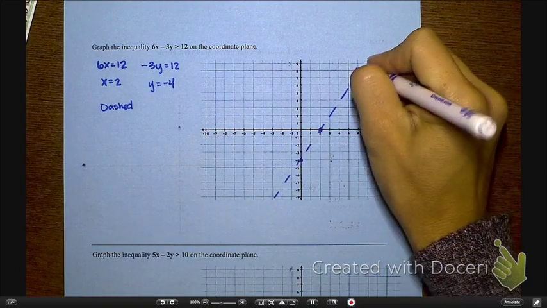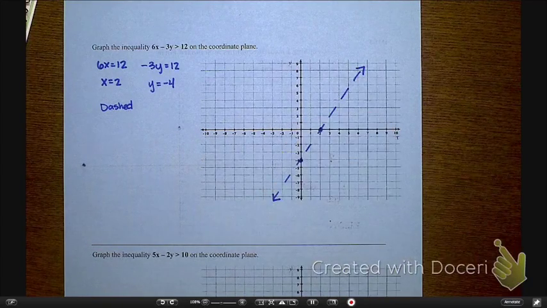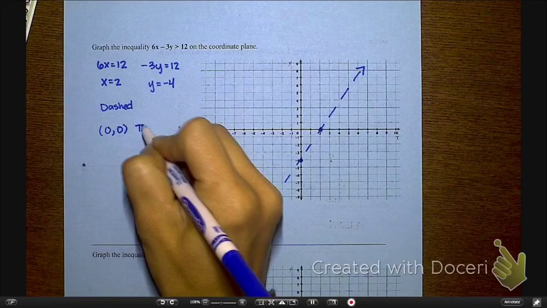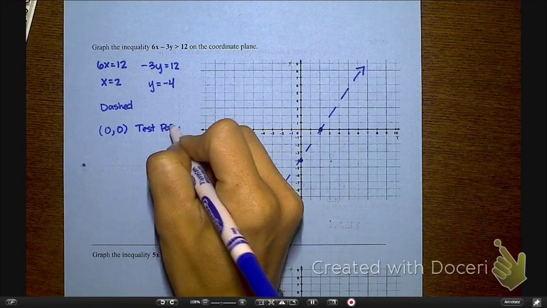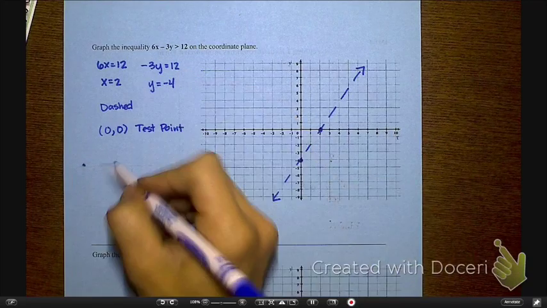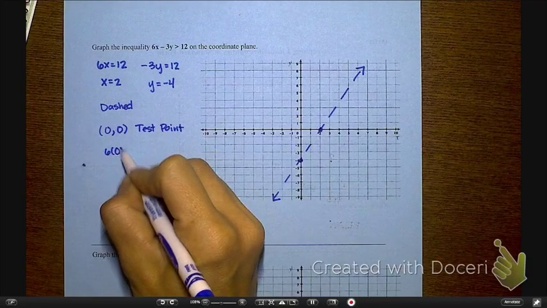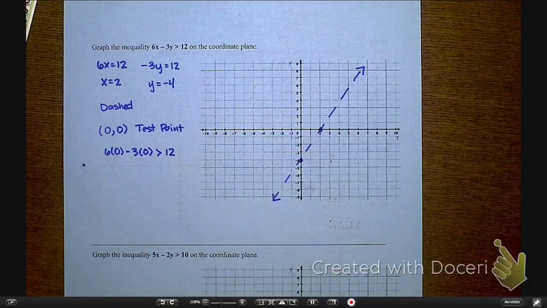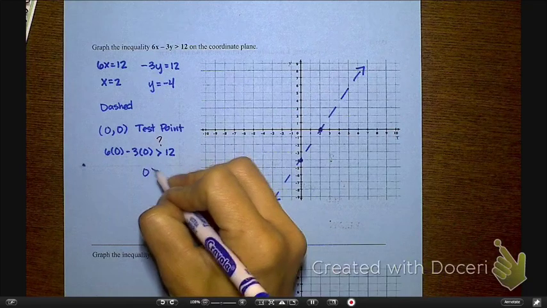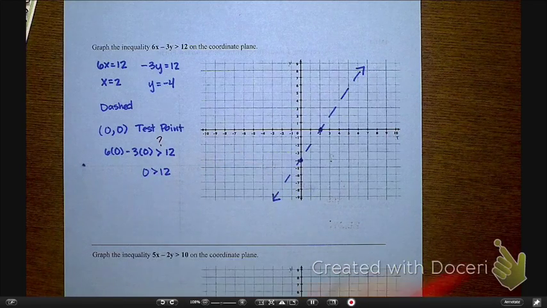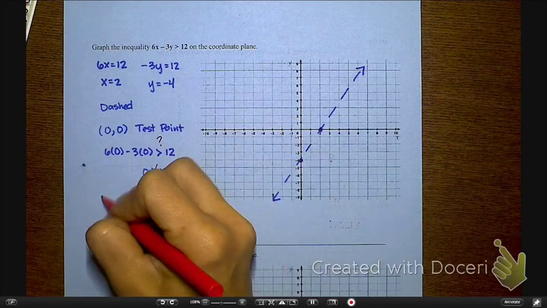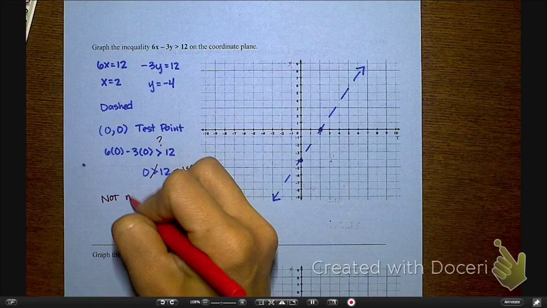Okay, now we're going to pick our test point. Our test point is 0, 0 for our test point, right? So we're going to plug that in. 6 times 0 minus 3 times 0 is greater than 12. We're checking if that's true. Okay, is it true? Is 0 greater than 12? No. So this is not true. This is false, right? So if it's false, this is not a solution.